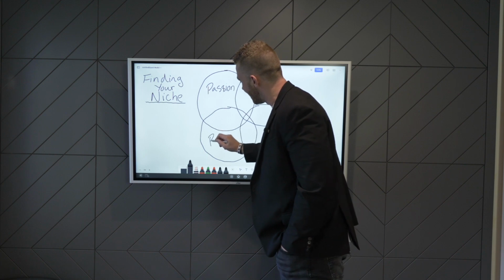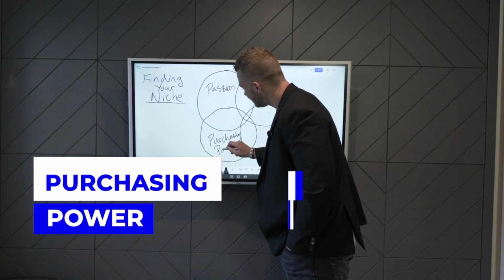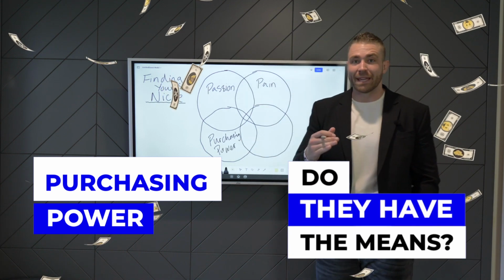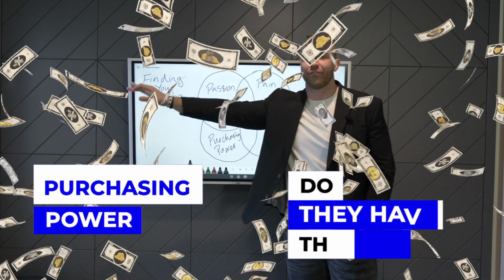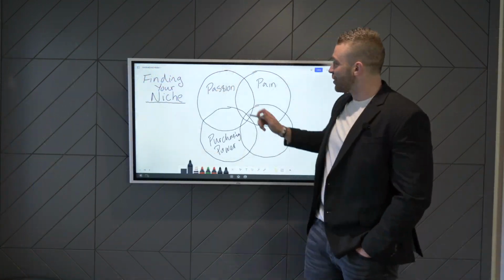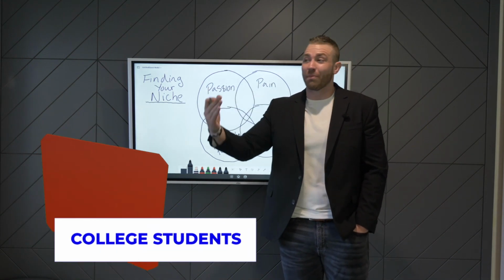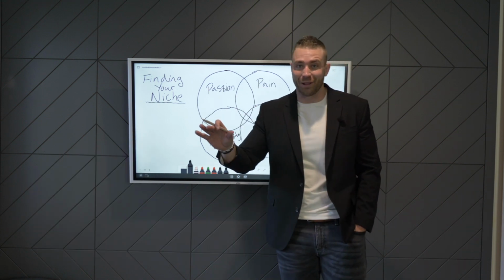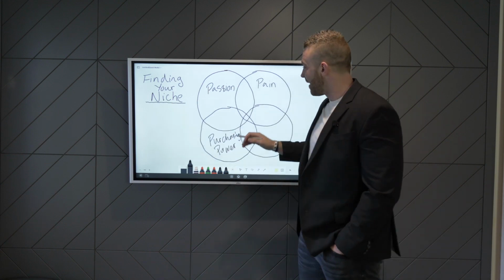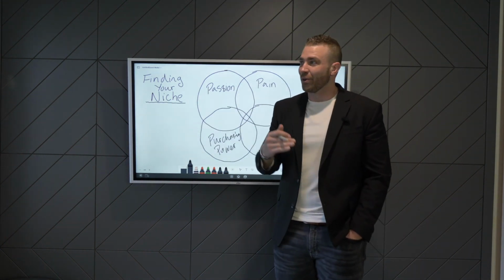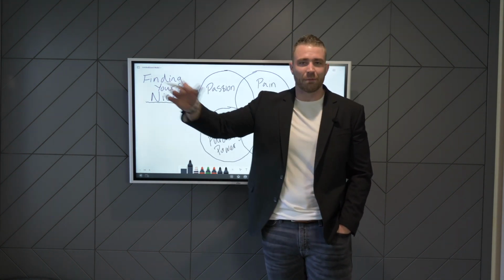Now, the next phase is purchasing power. Do they actually have the means to take advantage of your products and services? Now, I'll give you a very wild, far end of the spectrum example. Let's say that you are passionate about working with college students and they have that pain point in their lives of needing more money. They're broke. They don't have a single dollar to their name, right? A lot of them are either living off the government or living off their parents. And you want to go out there, you want to help them with real estate investment strategies or whatever it might be. You want to help them invest money so that you can help grow their wealth.